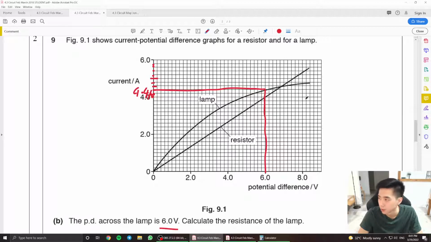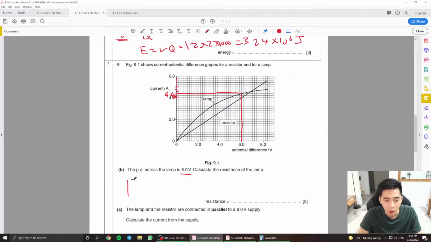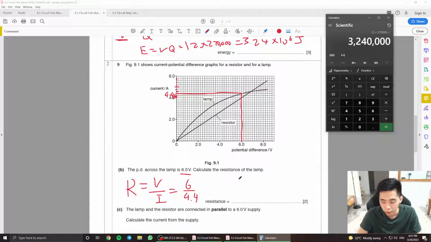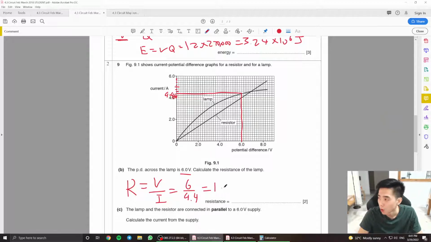4.4 amperes here, right? So if you press that into your calculator, you're supposed to get R is equals to V over I, Ohm's law formula yet again, 6 divided by 4.4, you're supposed to get an answer of 1.36 ohms. 1.36 ohms here, yet again correct to 3 significant figures.